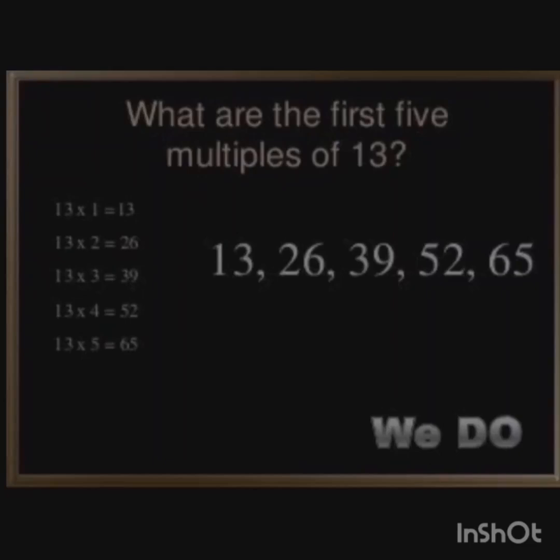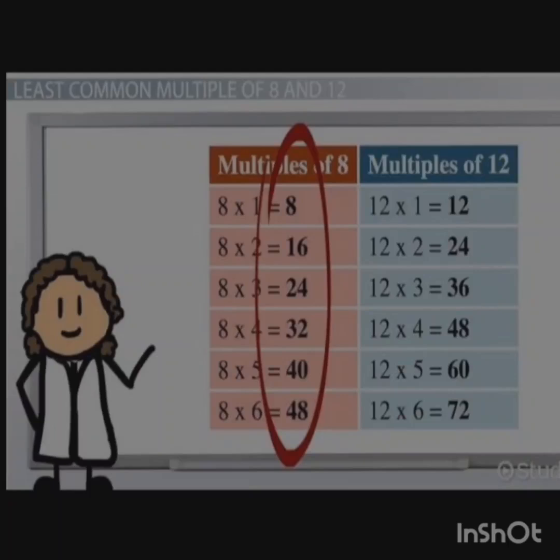Now let's take a look at the first 5 multiples of 13. We have 13 times 1 is 13. 13 times 2 is 26. 13 times 3 is 39. 13 times 4 is 52. 13 times 5 is 65. Therefore, the multiples of 13 are 13, 26, 39, 52, and 65. This is the first 5 we have. And remember, the multiples of 13 are unlimited. You can see that finding the multiples of a particular number is pretty easy.